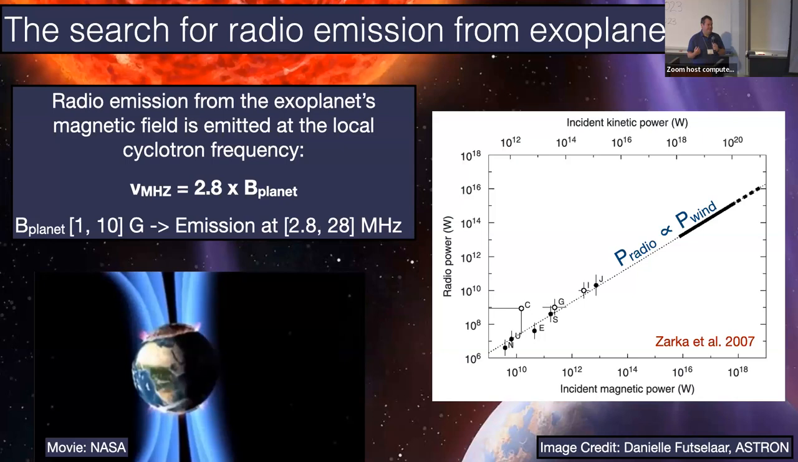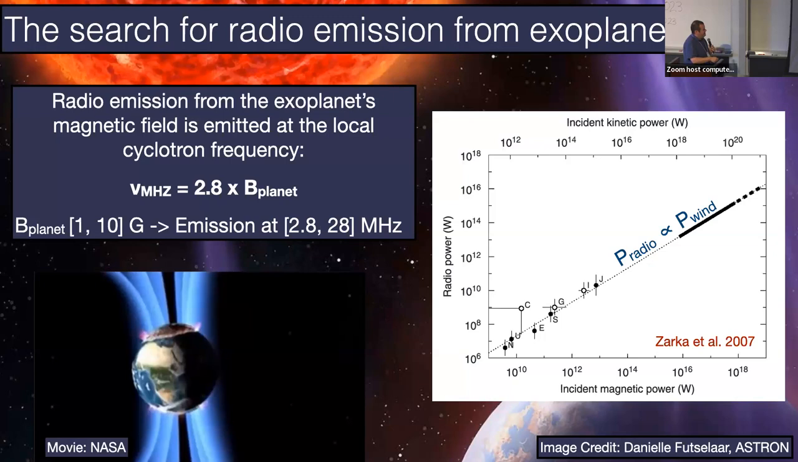And so on the right here, I'm positing some potentials for exoplanet detections. This plot from Zarka et al. 2007 shows all the bodies in the solar system where we've detected radio emission. The solid filled in points here are the planets. The open circles are the moons of Jupiter and Saturn.